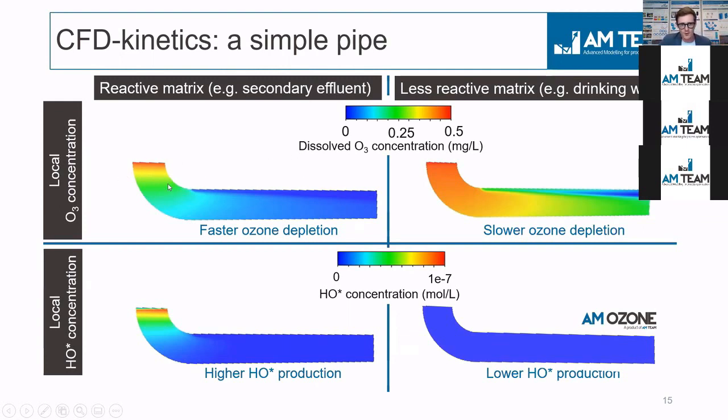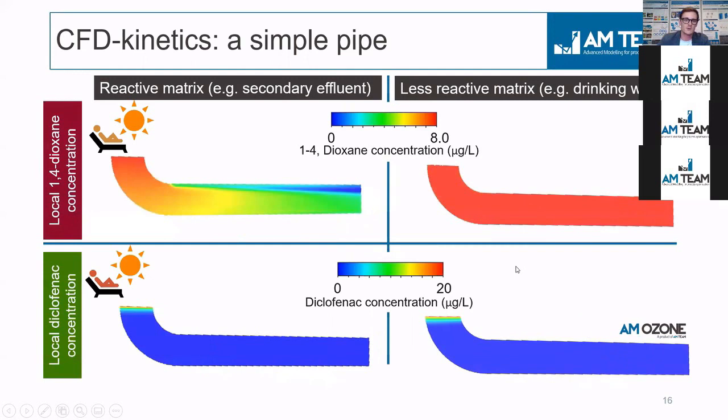The top row shows the local ozone concentration, and the bottom row shows the hydroxyl radical concentration locally in this pipe. So this is a computational fluid dynamics simulation. To be sure, it's a 3D pipe. What you can see is that ozone depletes very fast in secondary effluent, while it survives way longer in drinking water, of course leading to much higher CT value. Obviously. Look at the radicals. It has a huge impact as well, because you produce quite some radicals in the beginning, while in drinking water you also have some radicals, but the levels are generally much lower. So this is the impact of the matrix.